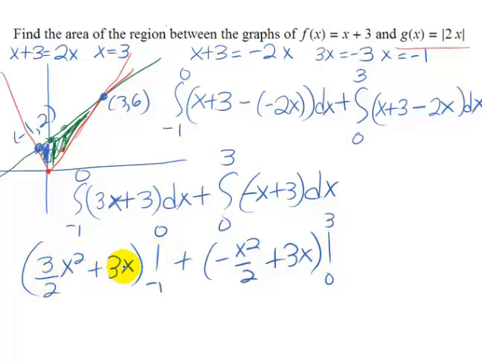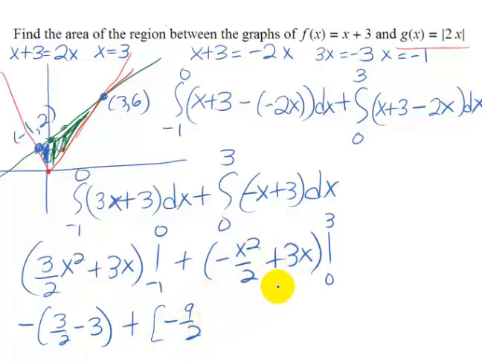So if we put in our upper limit here, we get 0, and then we're going to subtract our lower limit, putting in a negative 1, that's going to be 3/2 minus 3. Then we're going to add to that, putting in our upper limit here, we are going to have negative 9/2 plus 3, and then subtracting our lower limit, that's going to be 0.